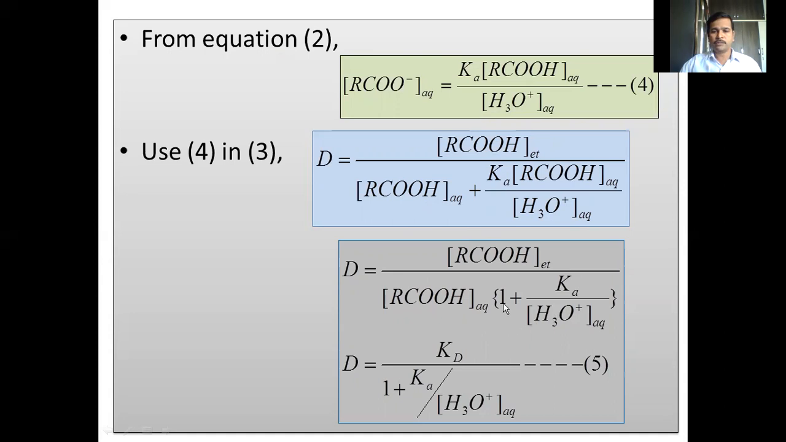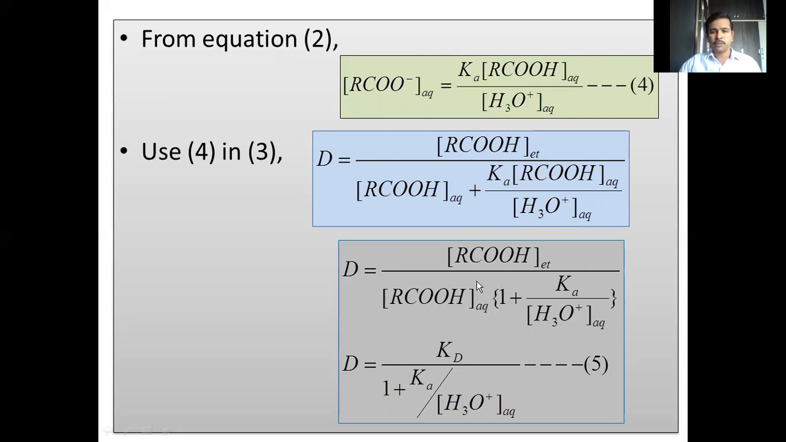So you will get 1 plus, so RCOOH aqueous concentration, the common factor, has been taken. So into 1 plus Ka divided by H3O plus concentration in the aqueous layer. So this and this are the same. The thing is, here RCOOH concentration in the aqueous layer has been taken as a common factor.